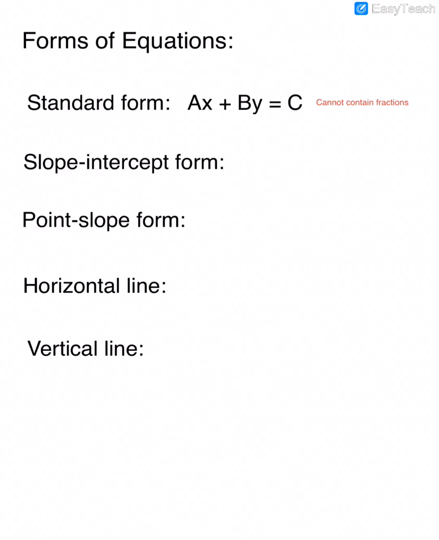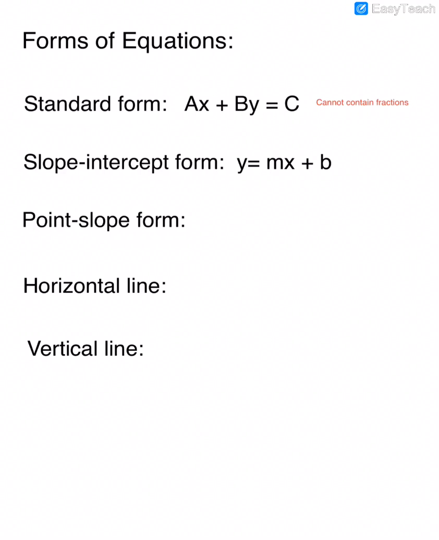The next form of an equation is slope-intercept form, which is y equals mx plus b. In slope-intercept form, m stands for the slope of the line, that's the coefficient of x, and b is the y-intercept.